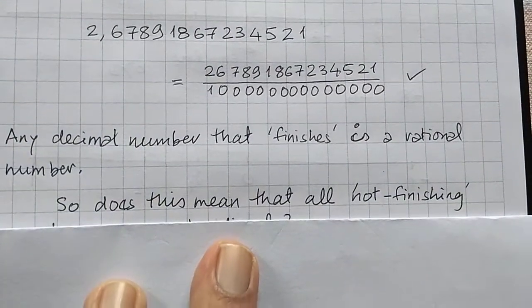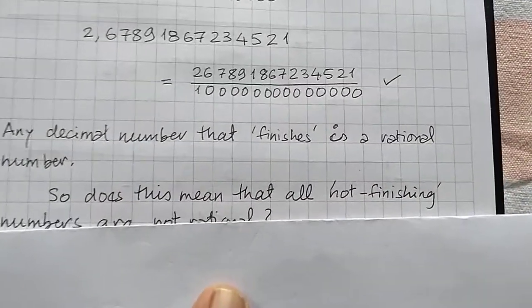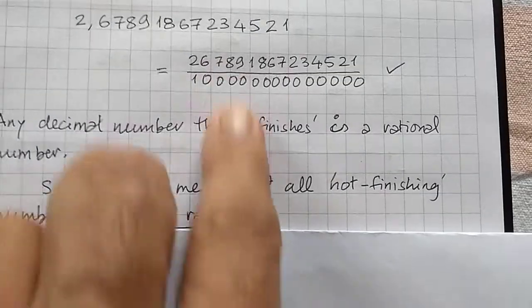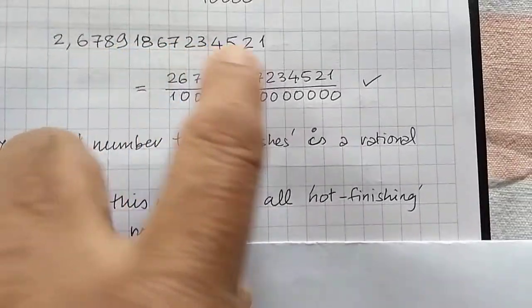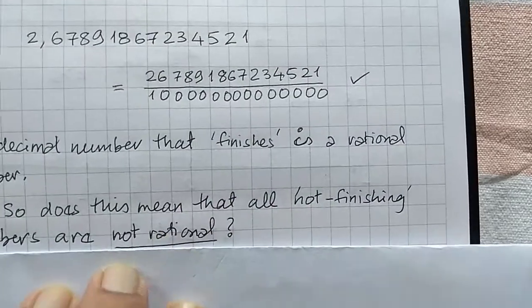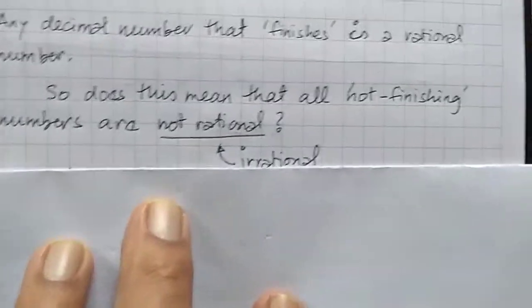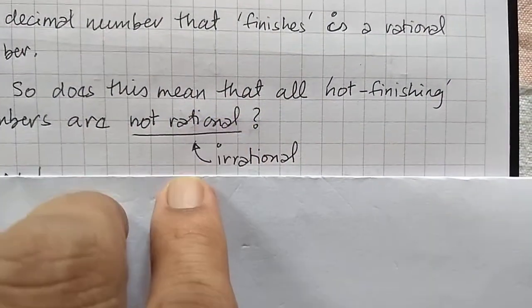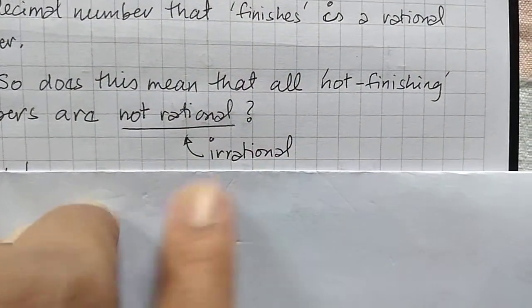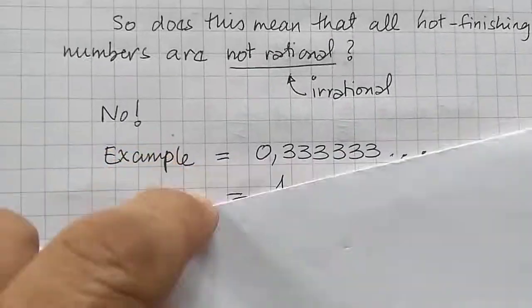So does this mean that all not finishing numbers are not rational? That means if I have a number which keeps on and on and doesn't end, does it necessarily mean that it is not rational? No, that's not so. Not rational numbers, in French, in English at least, are known as irrational. So, no, that's not true.